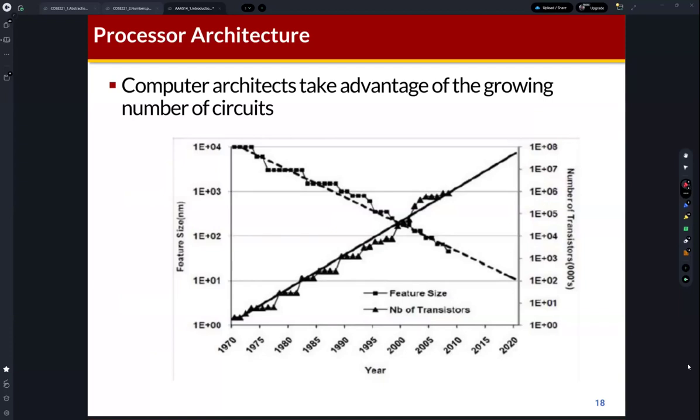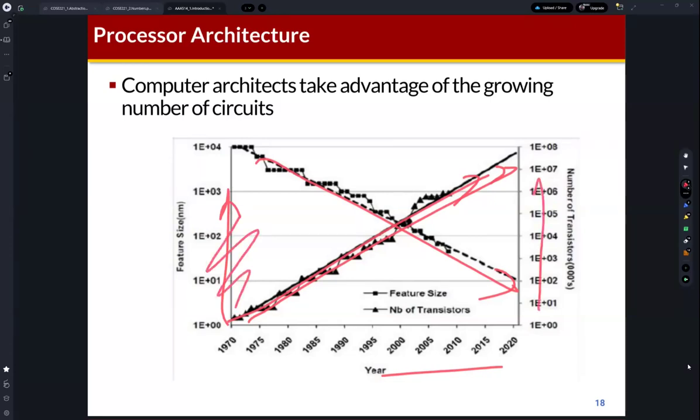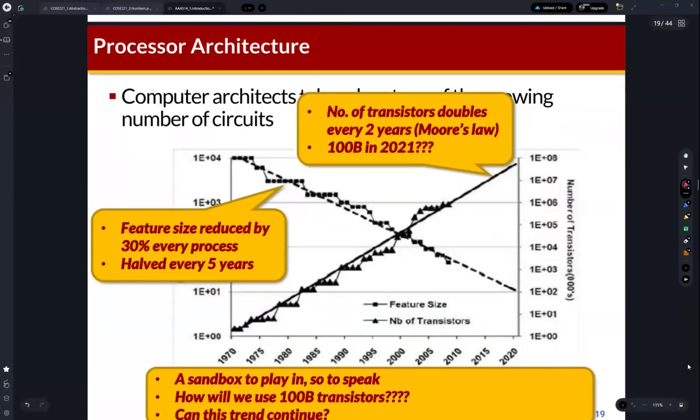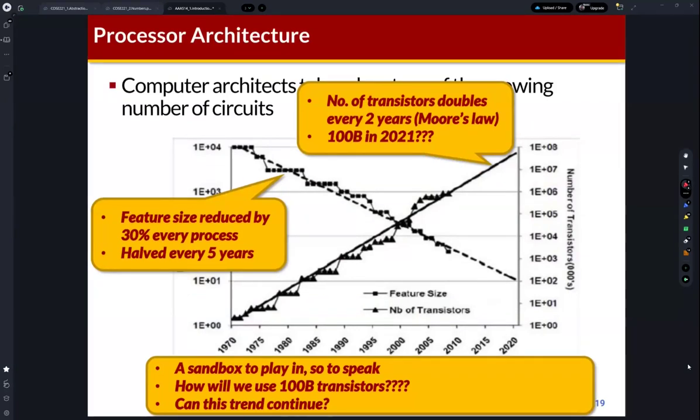Moore's law is a very popular law. In this graph, you can find the number of transistors, and the feature size of a single transistor, by years. This is a log scale on the y-axis. So you can find that the number of transistors in the chip is increased exponentially. It's Moore's law, right? So this is just a trend.